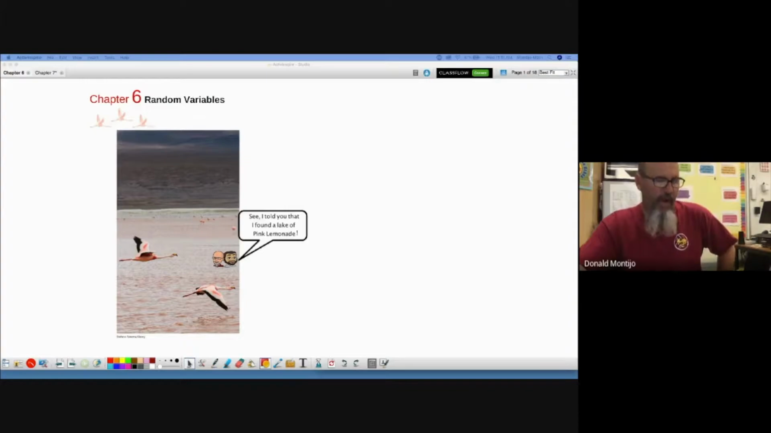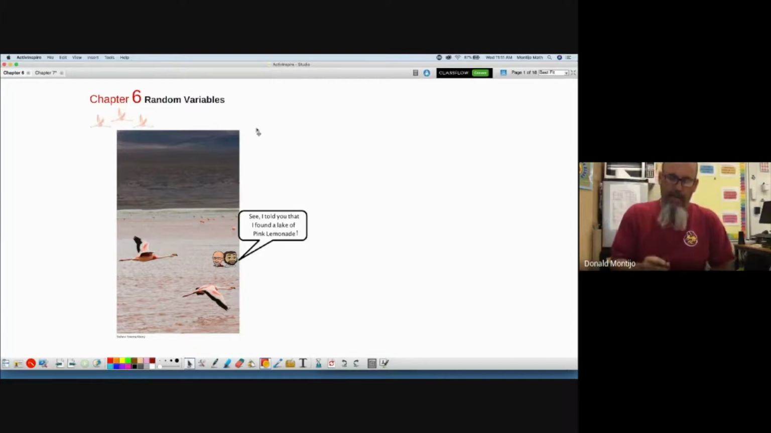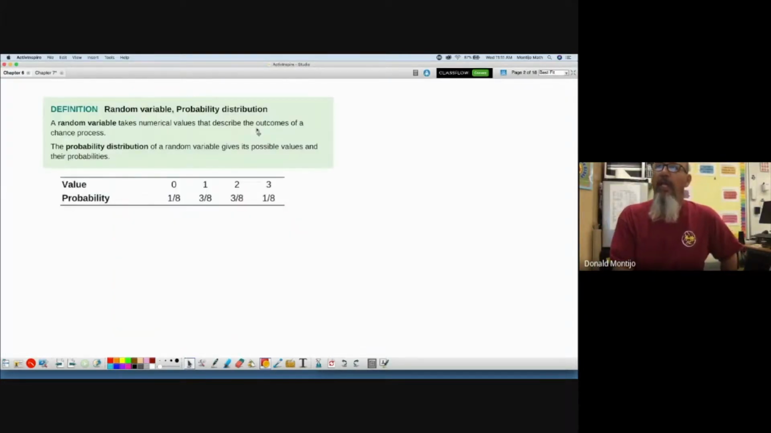So in random variables, there are two types: a discrete random variable and a continuous random variable. A discrete random variable takes a countable number of outcomes. There's a finite amount of things that can happen. And in a continuous random variable, there is an infinite amount of outcomes.